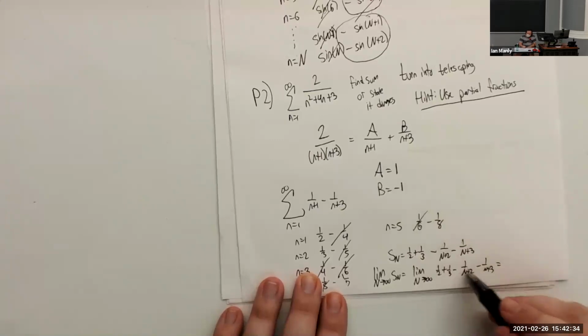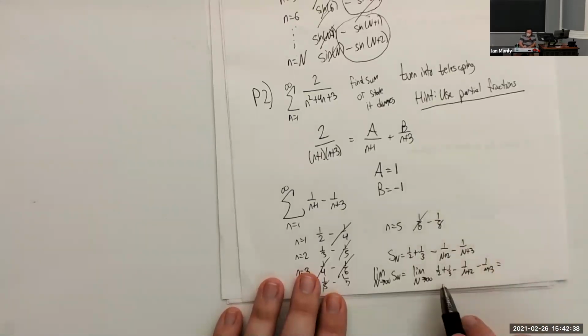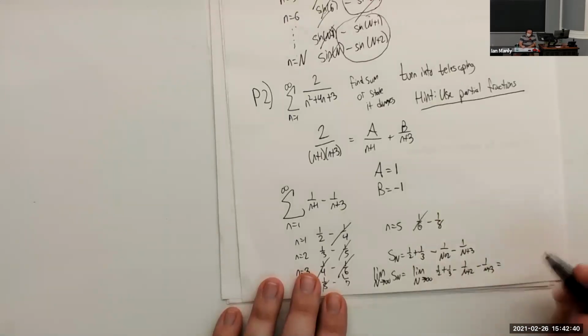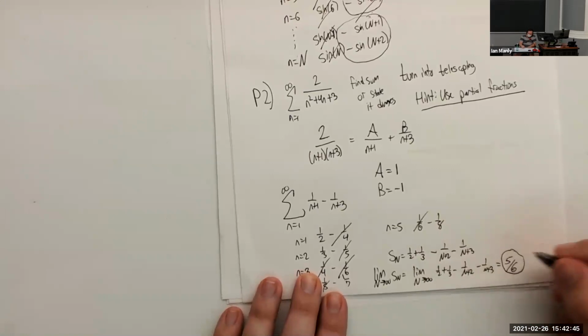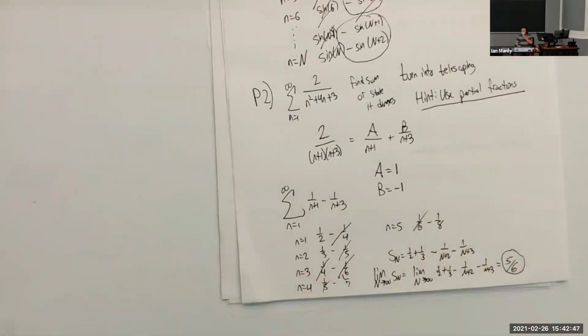then both of these are going to go to 0 because we keep dividing by a larger and larger number. So then we have 1/2 plus 1/3, which is indeed going to be 5 over 6. So that's where that number comes from. All right. Does anyone have any questions on how we did this problem? Is this okay, the telescoping?